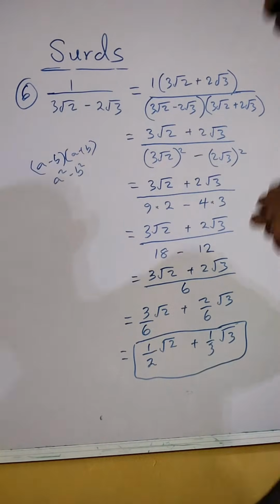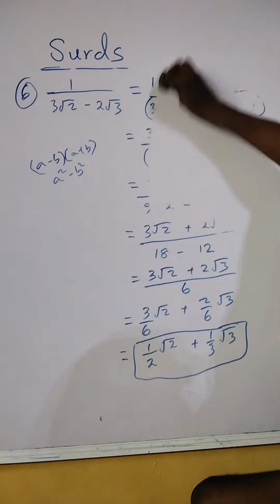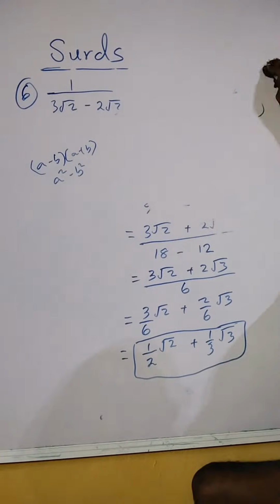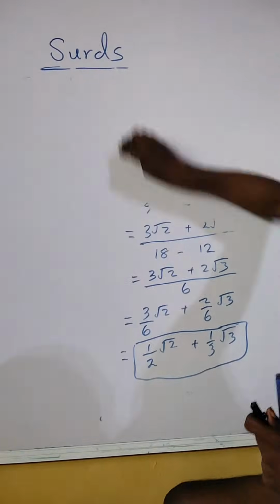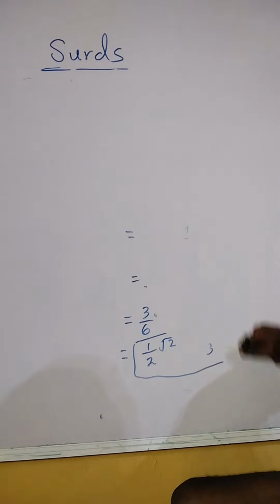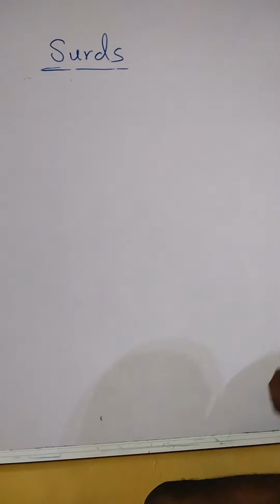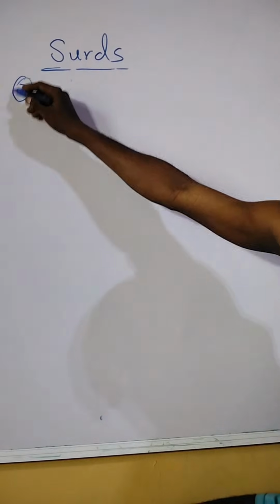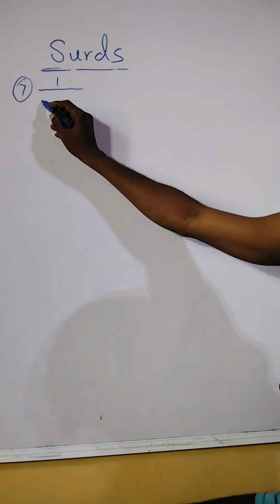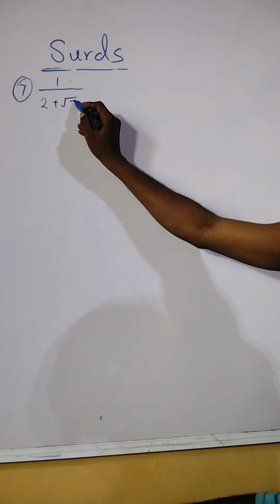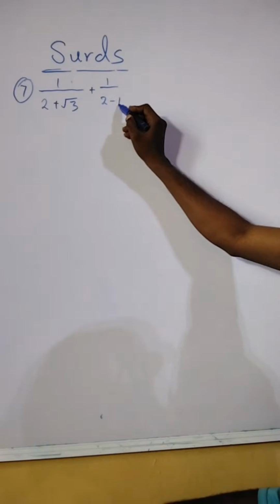Also, let's look at another interesting solved problem here. We also have to simplify. Call this number 7. We have to simplify or evaluate 1 divided by 2 plus root 3, then plus also 1 divided by 2 minus root 3.